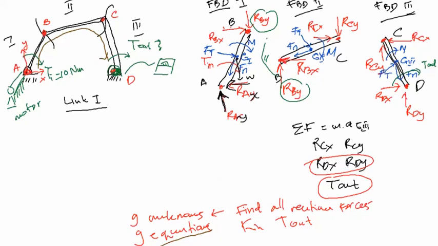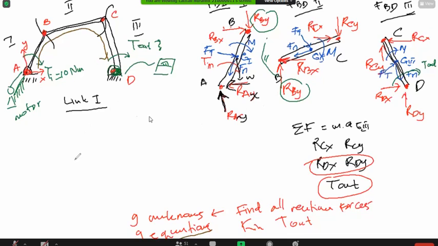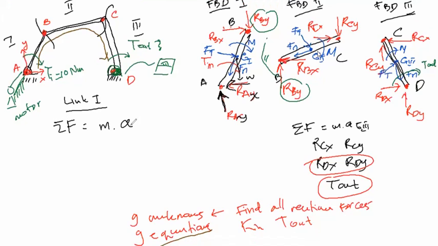Okay, for link 1, you have sigma F equal to M times A at point G1. Okay, what is F here? F, we have the external forces. The red color are external forces in the free body diagram here. We have RAX, RAY, we have the input torque, we have the RBX and RBY.